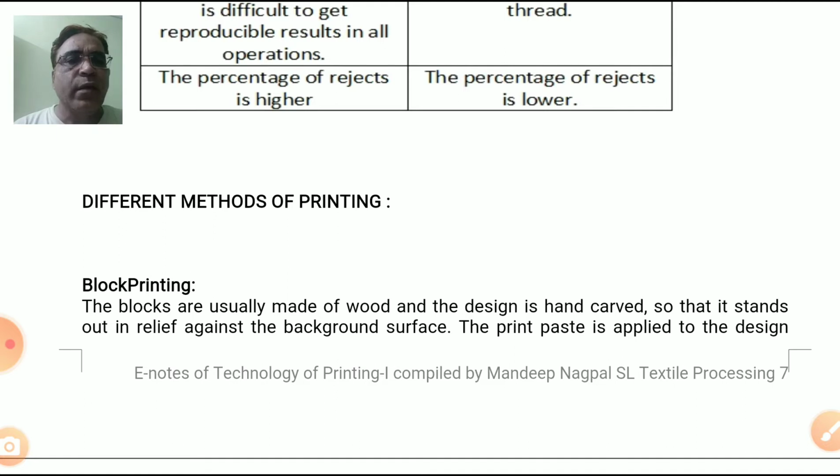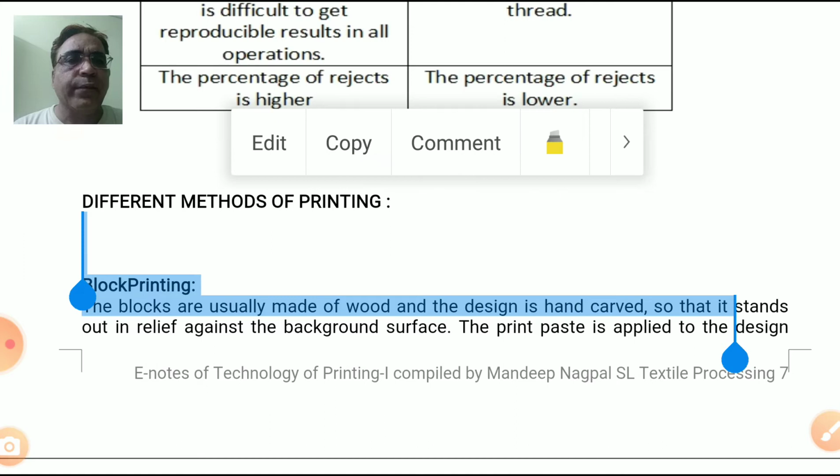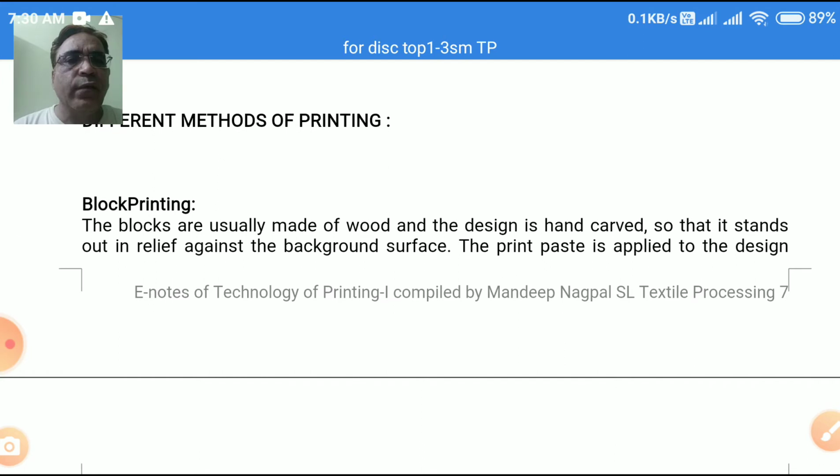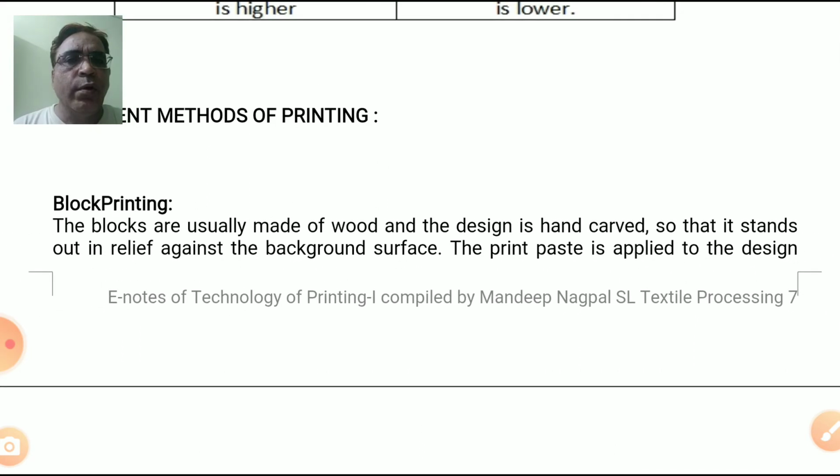Very first method is block printing. This is the oldest method of printing which we know, from the ancient times. सबसे पुराने समय से ब्लॉक प्रिंटिंग जो है वो सबसे पुराना मेथड ऑफ प्रिंटिंग है. Blocks are normally made from wood, but they can also be made from some other materials used along with the wood. How blocks are made will be discussed in a separate topic.